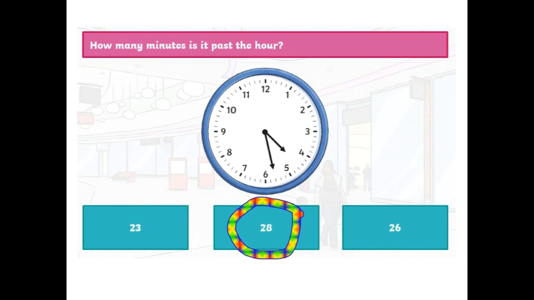So the time here is 28 minutes past. You can see that the minute hand has travelled past the 25 past position, and it's also moved on another 3 little lines, so it would be 25, 26, 27, 28.